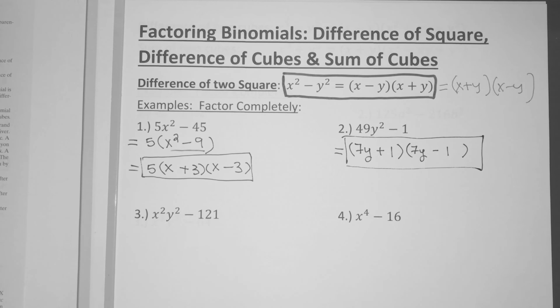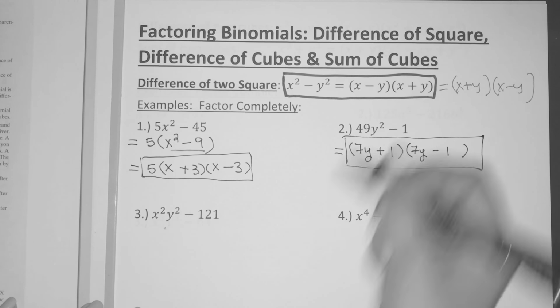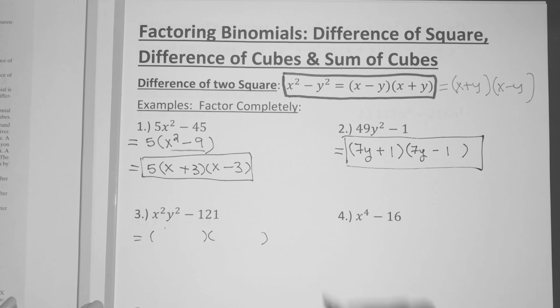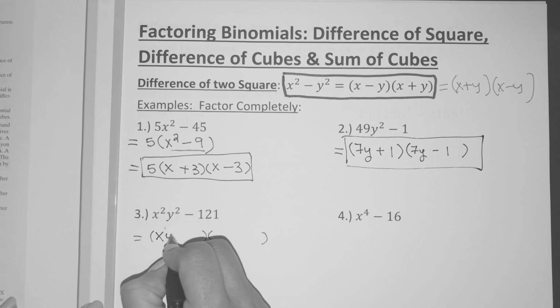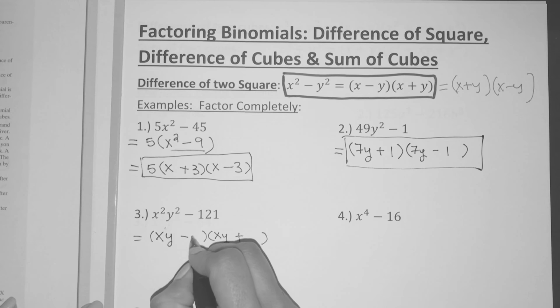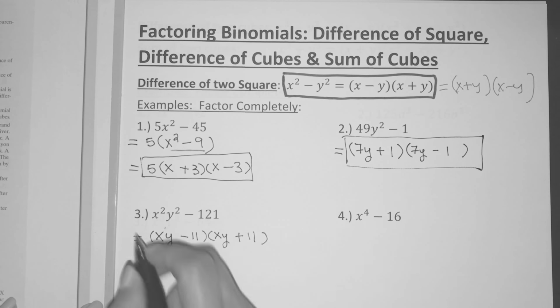Example 3, again, quick check, make sure you have a difference of two squares. So we do have a difference. The first part is squared, and also 121 is 11 times 11, so that is a perfect square, and I can apply the formula up here. No GCF, so write 2 parentheses, and this should break up into x times x, opposite signs, and 11 and 11.